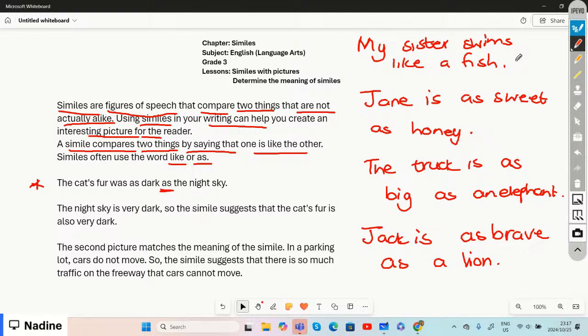And keeping in mind that similes are figures of speech, and they compare two things that are not alike. Similes, we use similes in writing, and it basically can help to create an interesting picture for our readers.